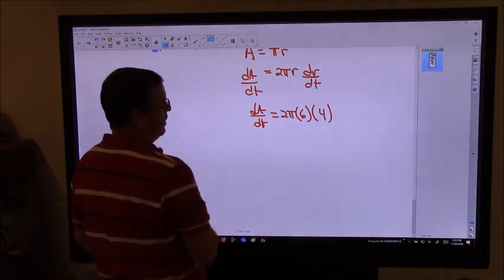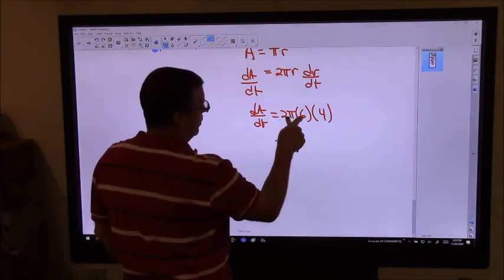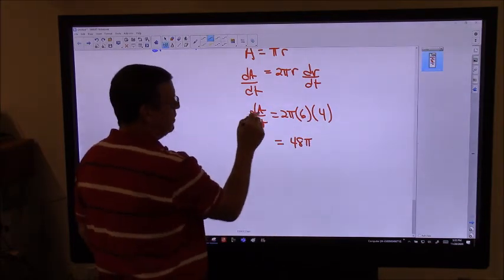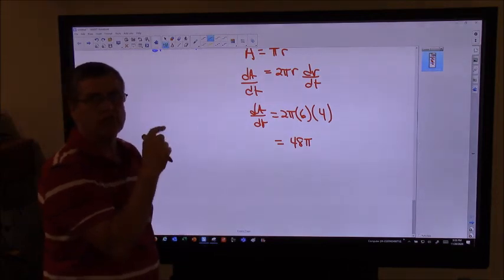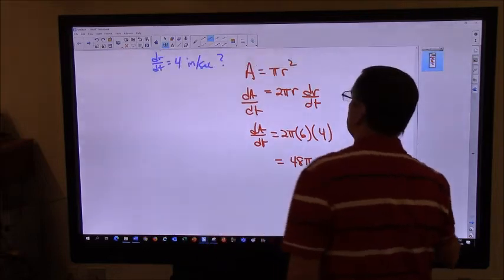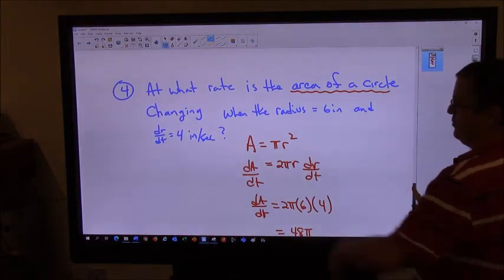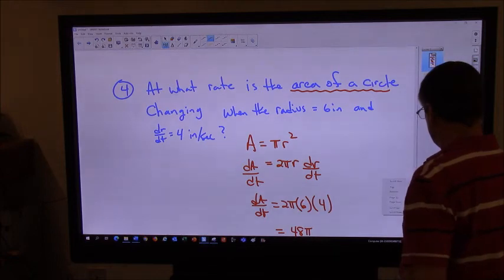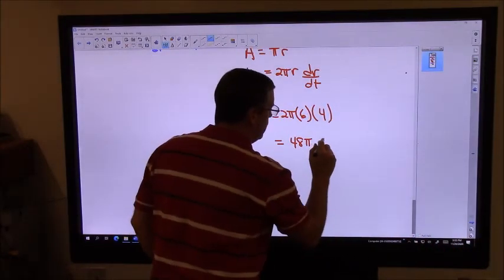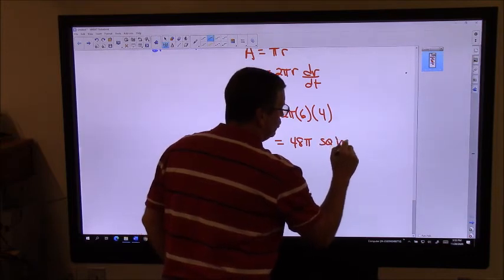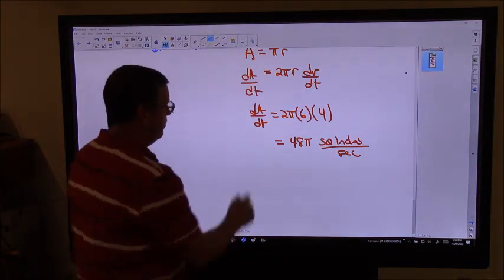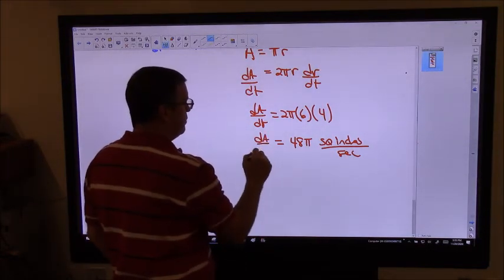So how is the area changing? 12 times 4, that's 48 pi. This is area, so area is measured in square inches per minute. Is that per minute? Per second. Oh, yeah, per second. So square inches per second. That's the rate at which the area is changing.